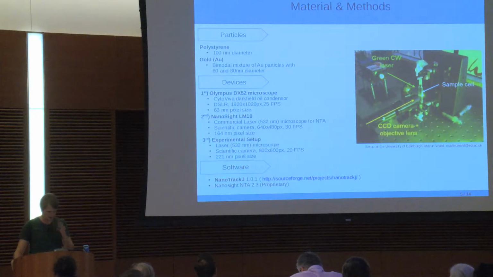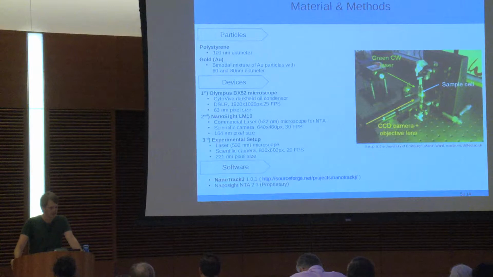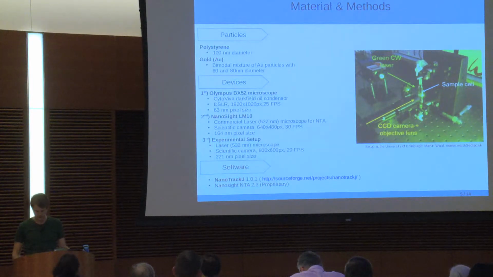To show that J provides comparability and extensibility, we carried out experiments with 100 nanometer latex particles and a mixture of 60 nanometer and 80 nanometer gold nanoparticles. Both nanoparticles are perfect spheres and do not tend to agglomerate.